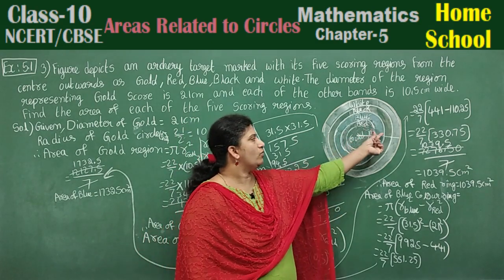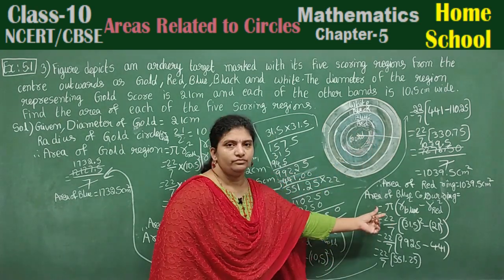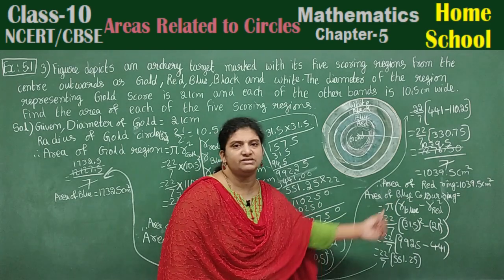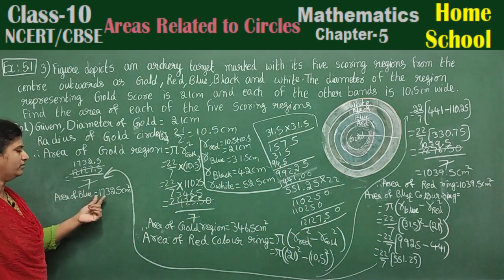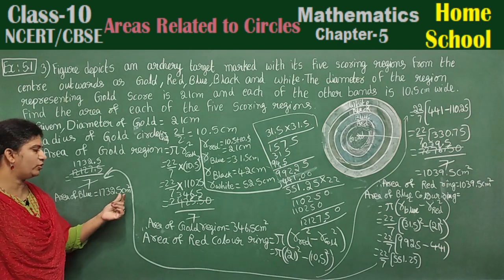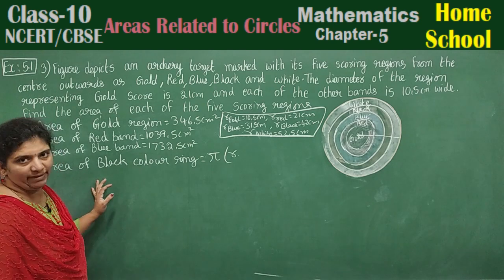Similarly, we found out area of blue color ring. Blue color ring, if you want, area of blue circle minus area of red circle. Pi r blue square minus r red square. If you substitute, you are going to get an answer, 1732.5 centimeters square. Next color is black.